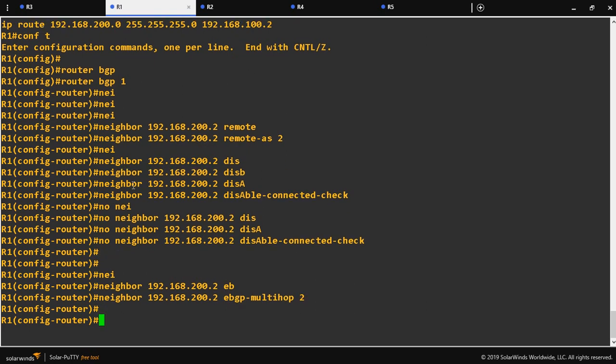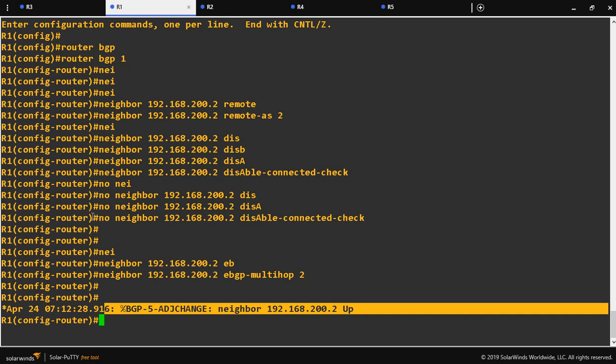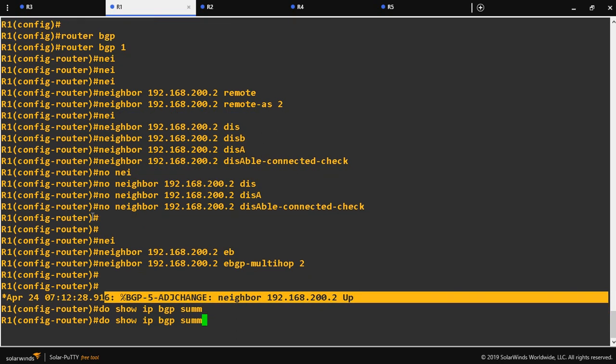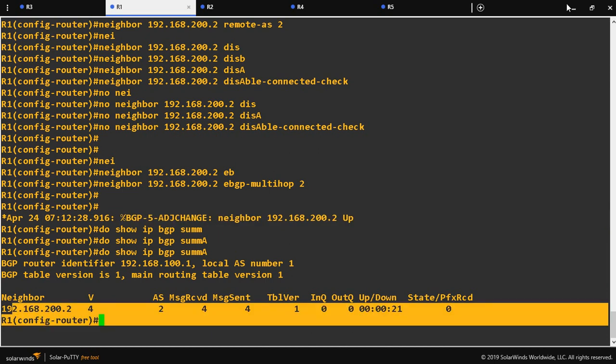So the syntax for configuring multihop is neighbor, then peering IP, then ebgp-multihop. So now you can see the BGP neighbor relationship will form. So now I am giving do show ip bgp summary. So the neighbor relationship is formed.